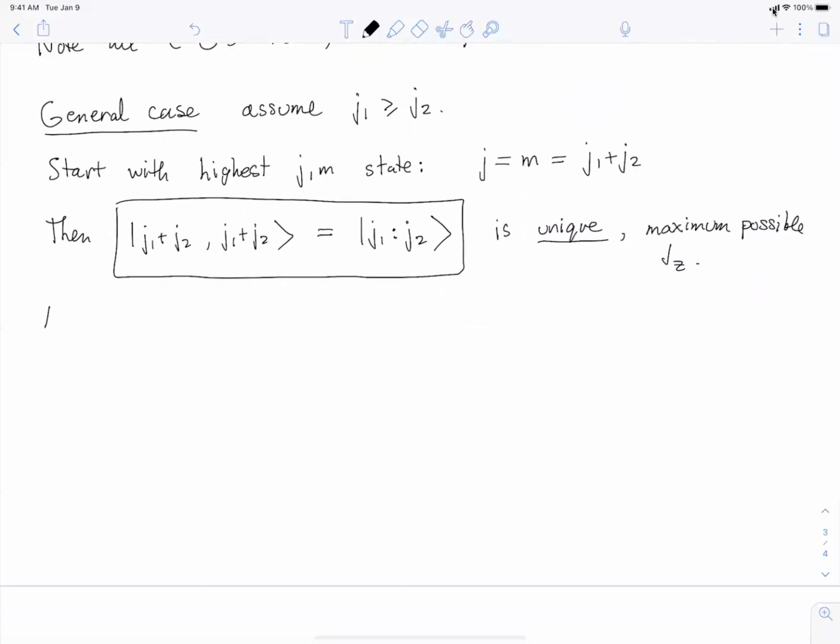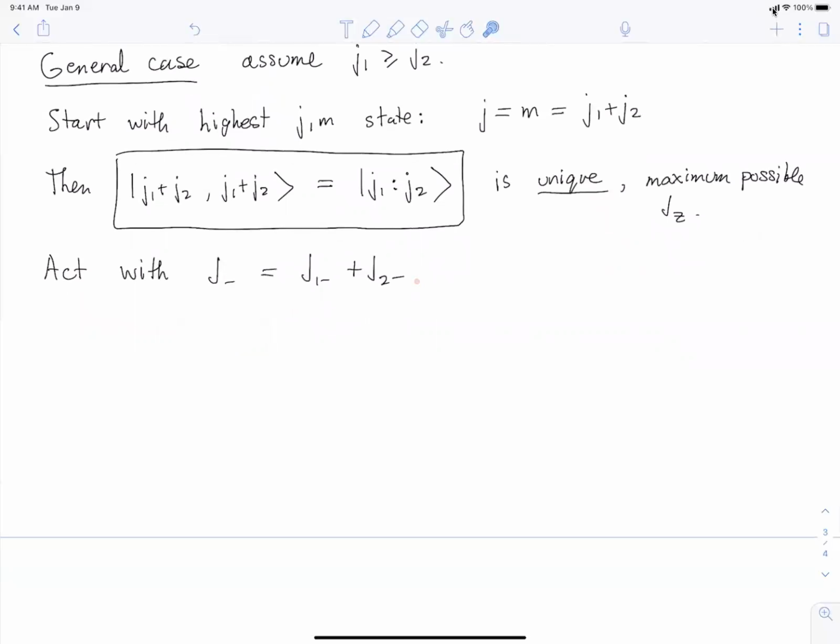And now to find more things, we're going to do what we did before, which is to act with J minus, which is J1 minus plus J2 minus. And so the idea is first we act with this version of it, then we act with this version of it, and then we set them equal and find out what we get from that. Okay, so as the first step, we take J minus acting on the left-hand side of the boxed equation.